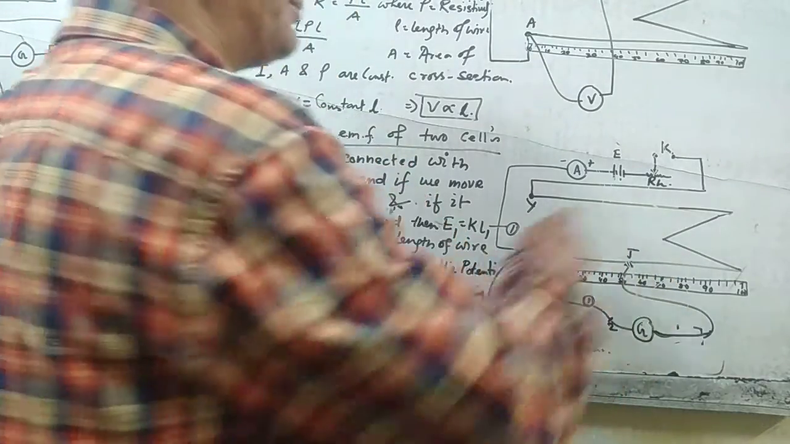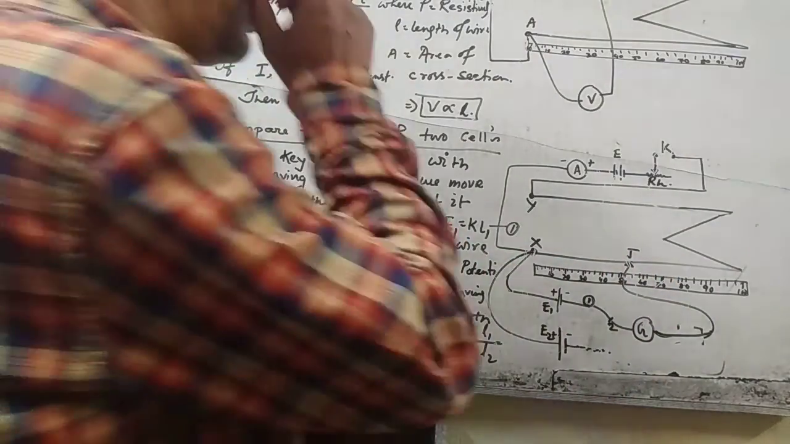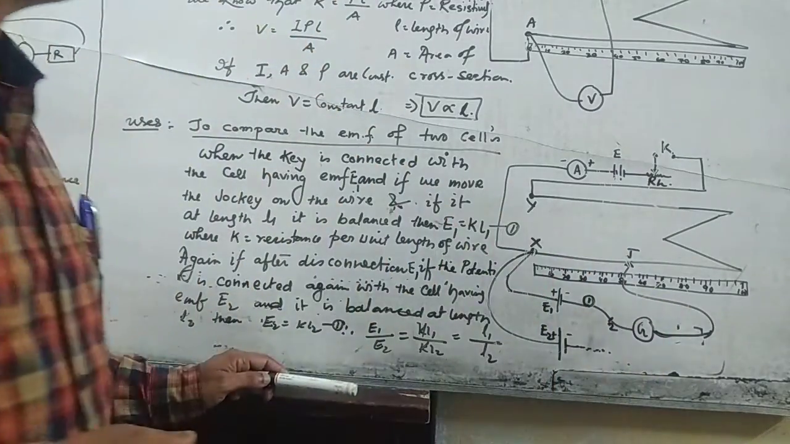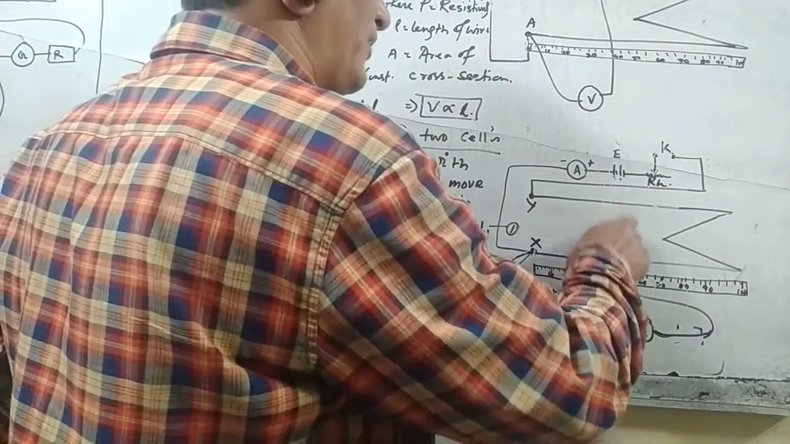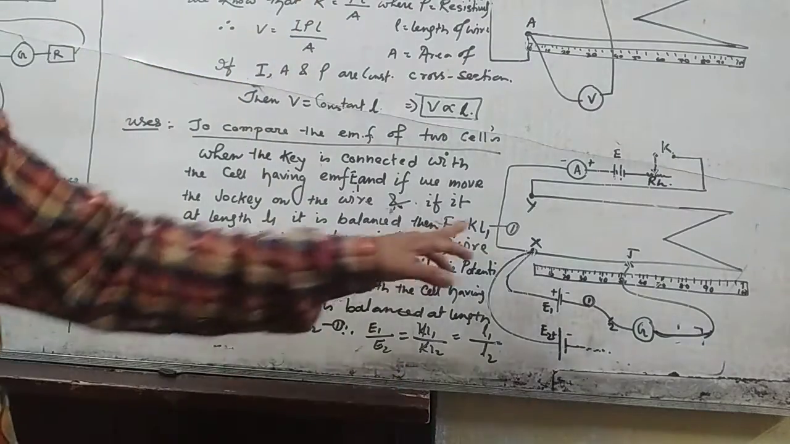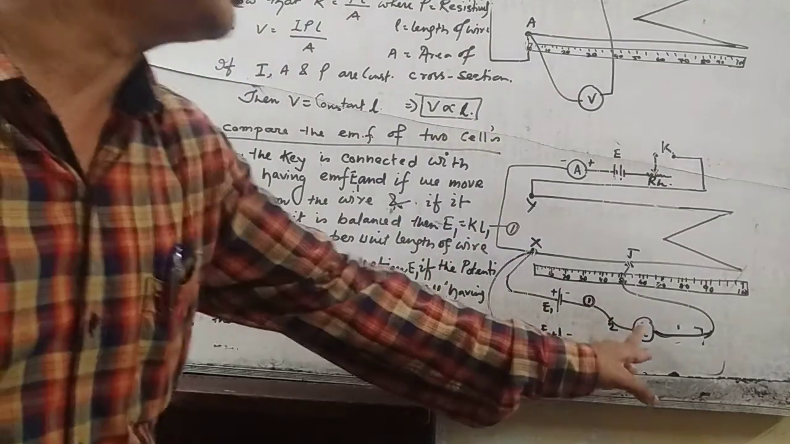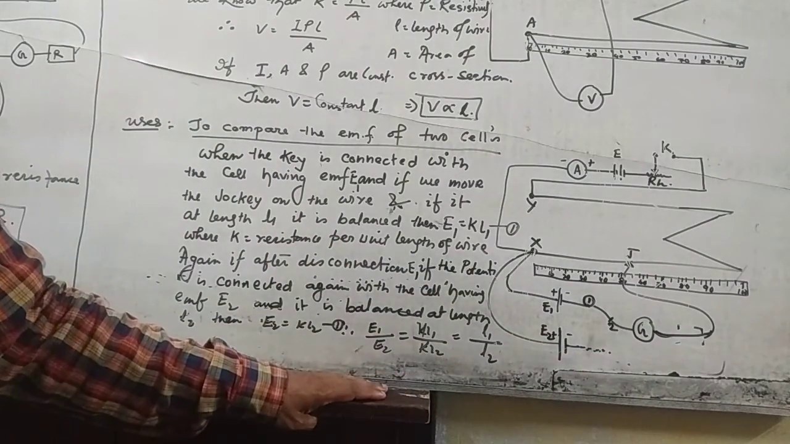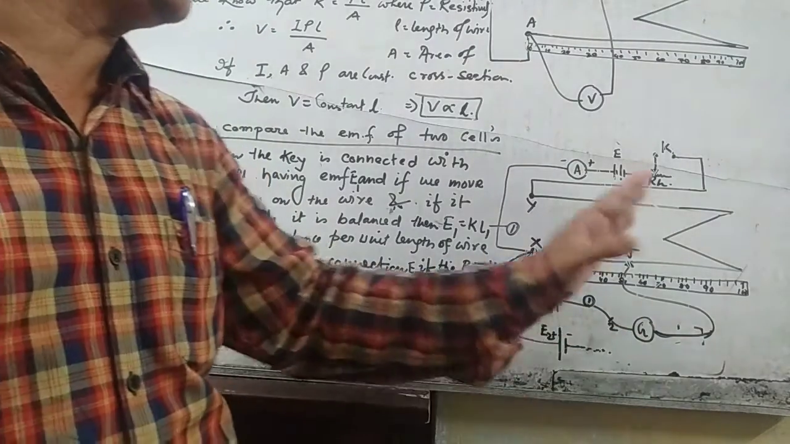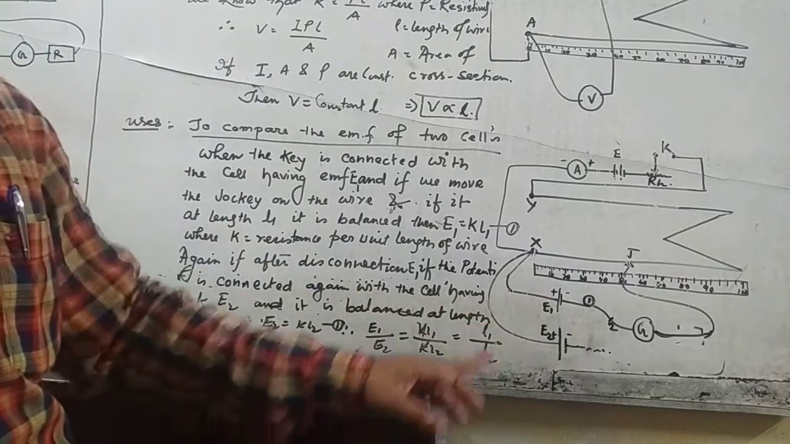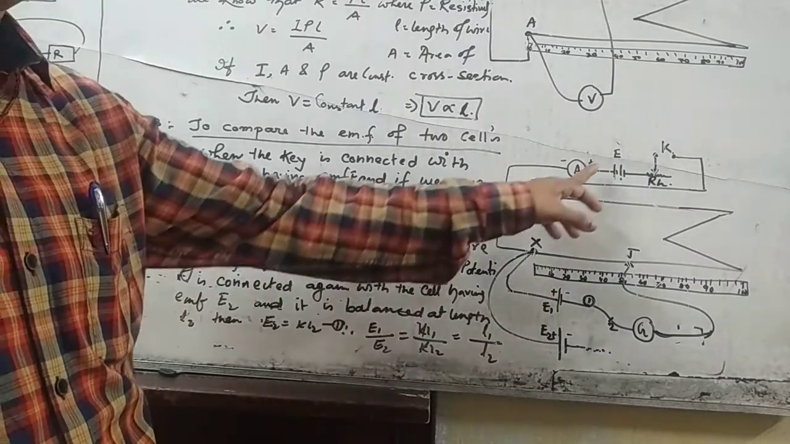Now you move the jockey on the wire. You will find that at some length L1, it gives the balance, that is, zero deflection in the galvanometer. When it gives zero deflection, we can say that it is balanced. Is it clear? It means that E1 is balanced by this E.